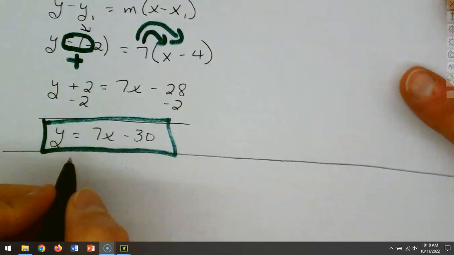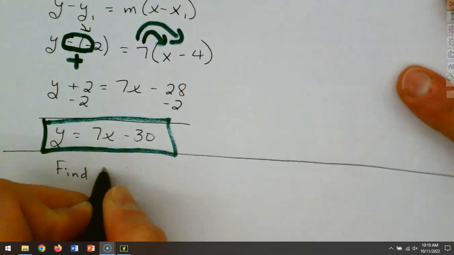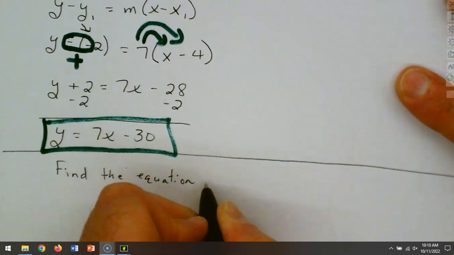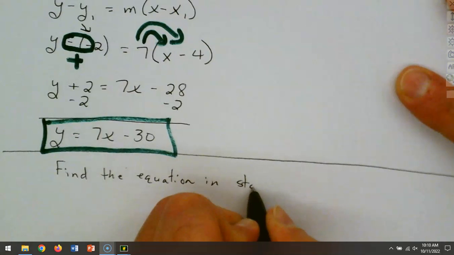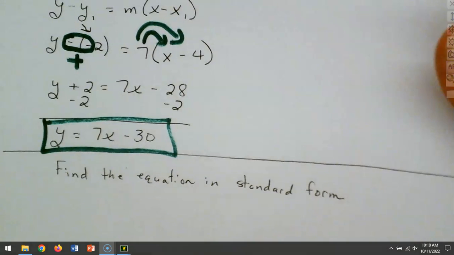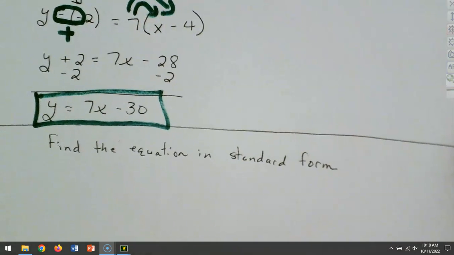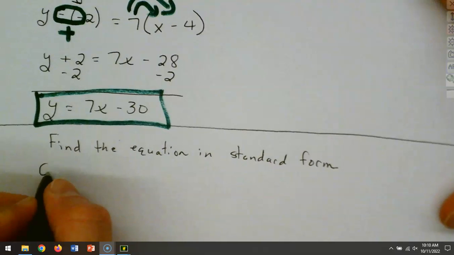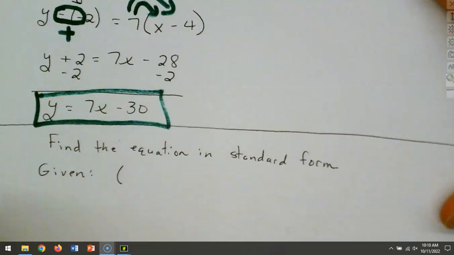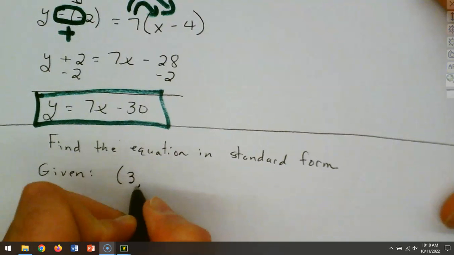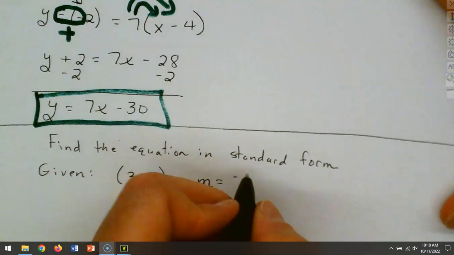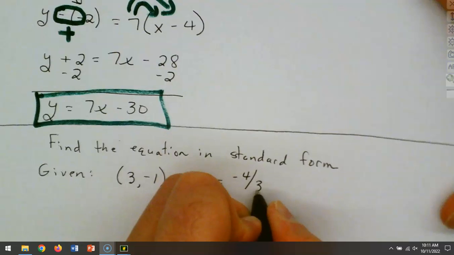Let's do another one. This one, I'm going to have you write in standard form. And you're going to be given again a point and a slope. So let's say you're given 3, negative 1 for the point, and you've got a slope of minus 4/3.